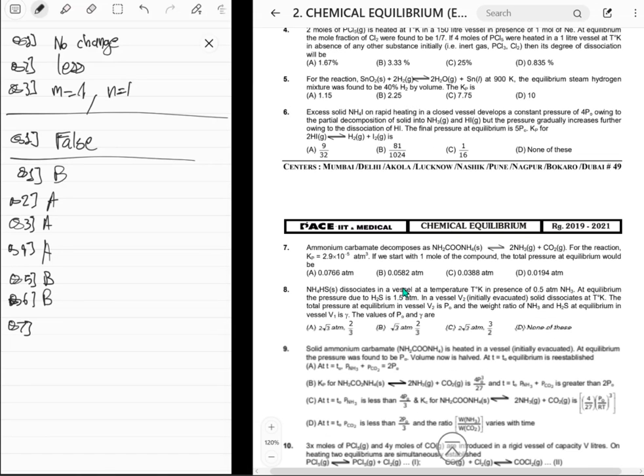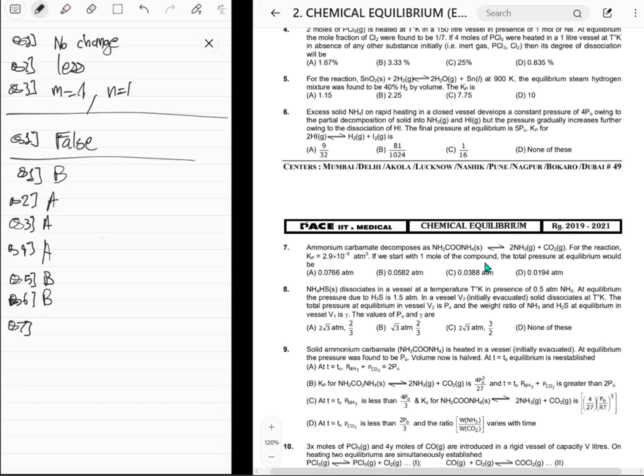Ammonium carbonate decomposes as this reaction. For the reaction Kp is given. If we start with 1 mole of the compound, total pressure at equilibrium would be. Okay, start with 1 mole of the compound. Wait, what? Oh, so you don't know the pressure at equilibrium, huh? Right. Okay, I get it.